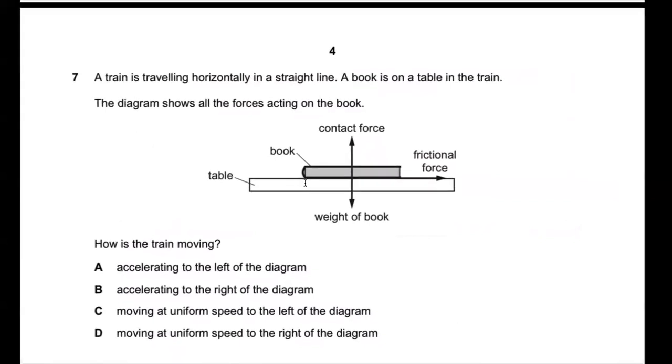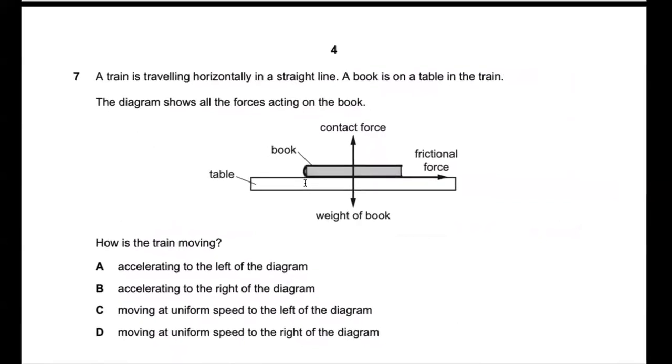All right, let's have a look at this. Question number 7, a train is traveling horizontally in a straight line. A book is on a table in the train. The diagram shows all the forces acting on the book. So there's a contact force on the book, which is upwards, weight, which is downwards, frictional force, which is here, right? So frictional force is to the right. This means that the book wants to move towards the left, right? This is the first thing that you need to identify here because the friction is to the right.